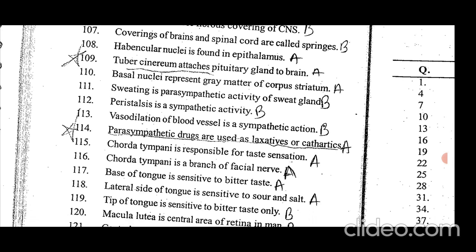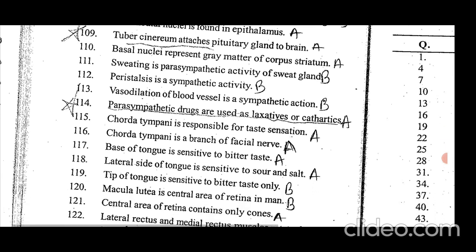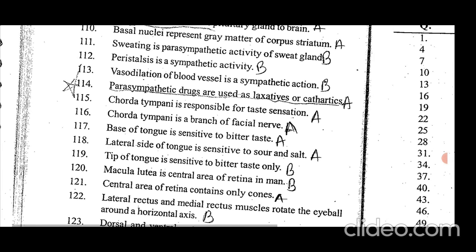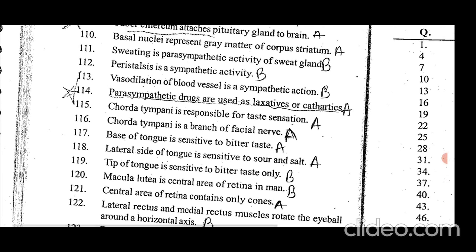The lateral side of the tongue is sensitive to sour and salt. The statement that the tip of the tongue is sensitive to bitter taste is false. So the lateral side of the tongue is sensitive to sour and salt, and bitter taste is on the base of the tongue.